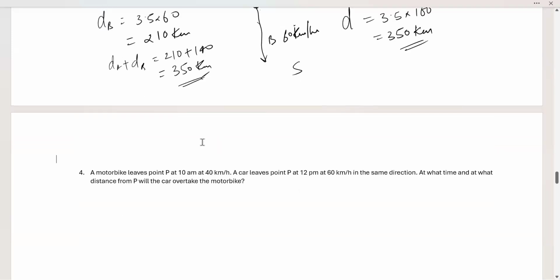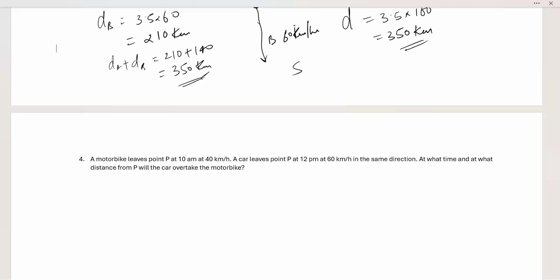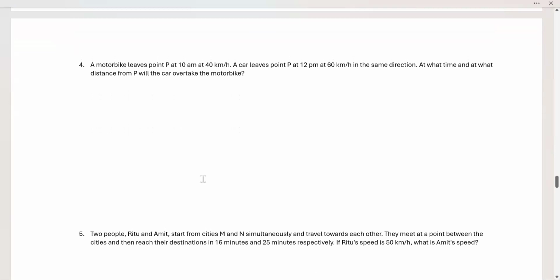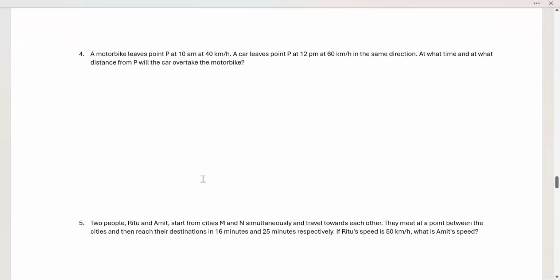The question is this. Yeah. So it says a motorbike leaves point P at 10 a.m. at the speed of 40 kilometer per hour. A car leaves point P at 12 p.m. at 60 kilometer per hour in the same direction. At what time and at what distance from P will the car overtake the motorbike?